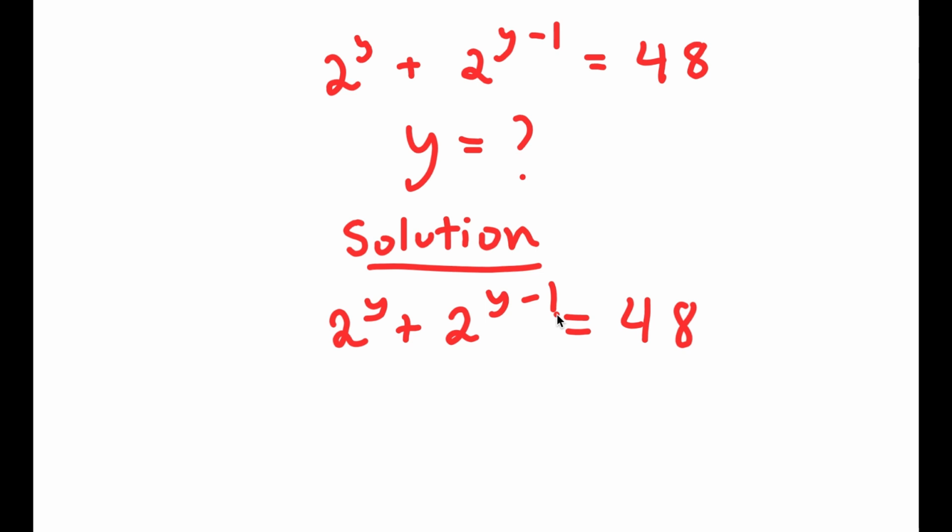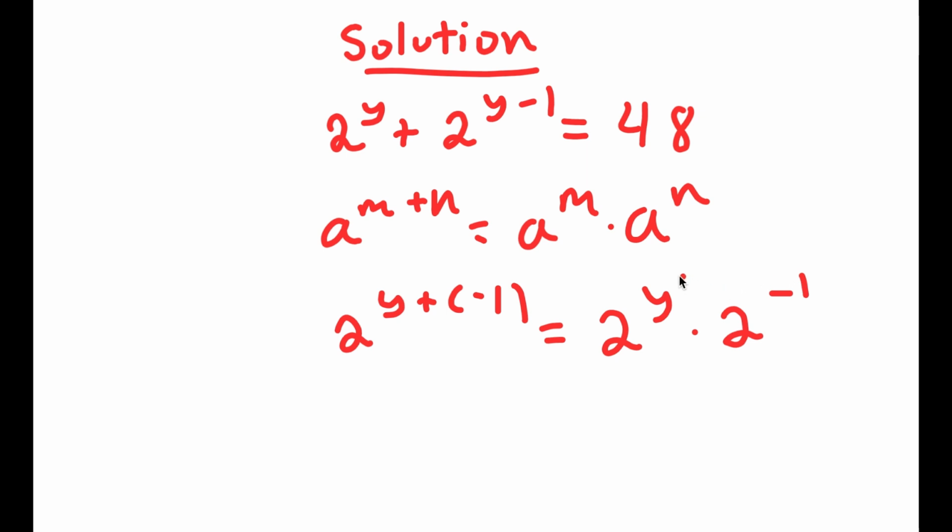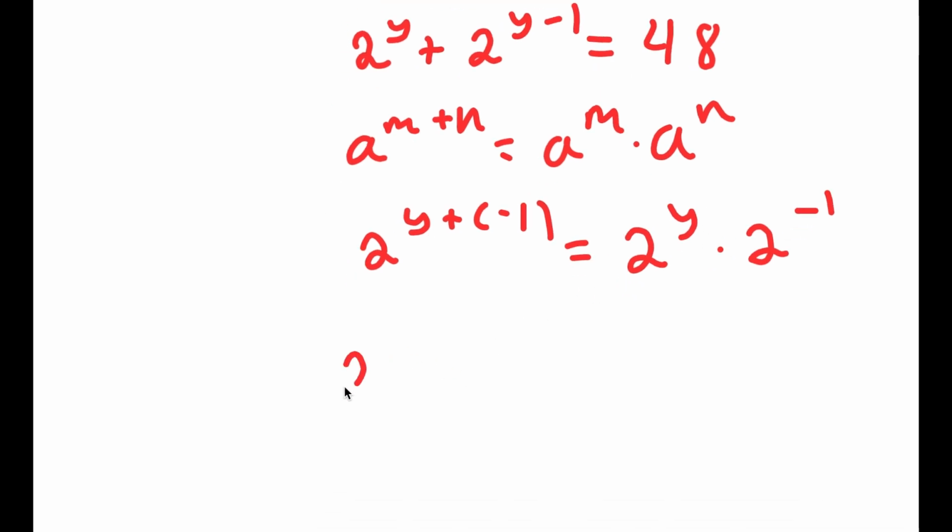Now, if I have something in the form a to the power of m plus n, this is equal to a to the power of m times a to the power of n. So in this case, I have 2 to the power of y plus negative 1. So this can equal 2 to the power of y times 2 to the power of negative 1. So now I have 2 to the power of y plus 2 to the power of y times 2 to the power of negative 1 is equal to 48.